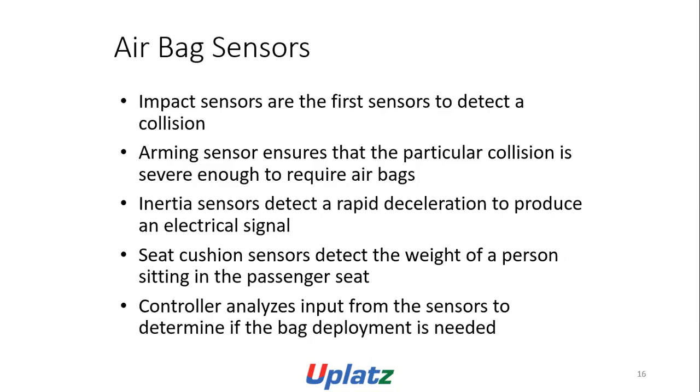Airbag sensors. Impact sensors are the first sensors to detect a collision. The arming sensor ensures that the collision is severe enough to require airbags. Inertia sensors detect a rapid deceleration and produce an electrical signal. Seat cushion sensors detect the weight of a person sitting in the passenger seat. The controller analyzes the input from the sensors to determine if airbag system deployment is needed.